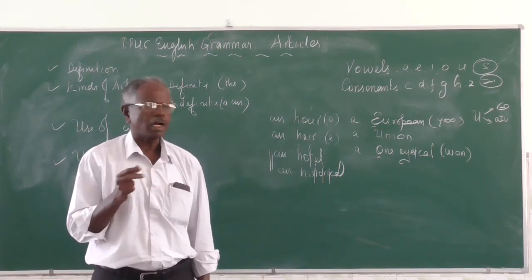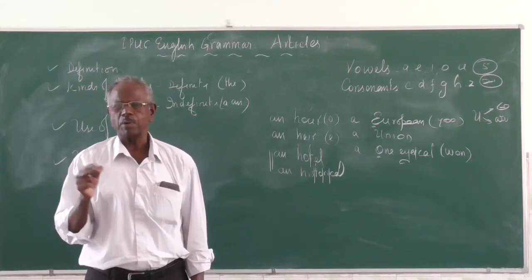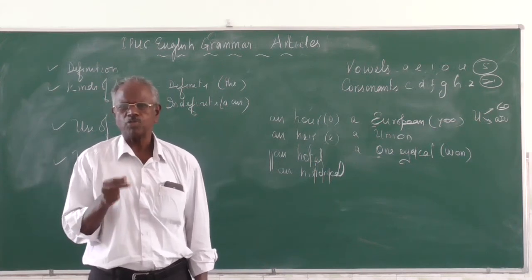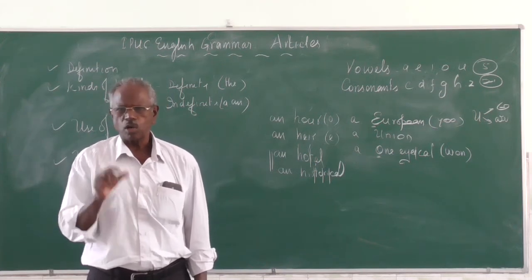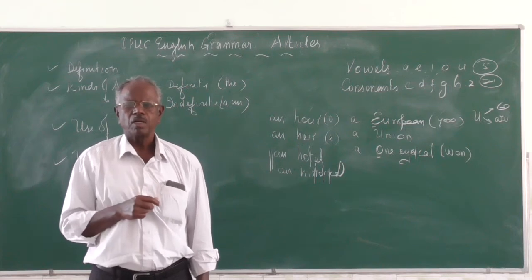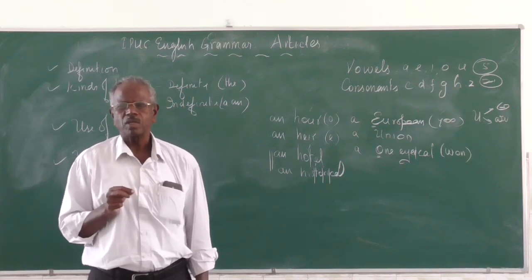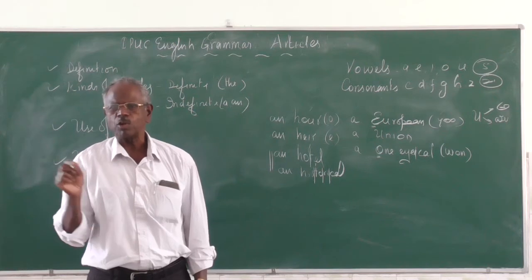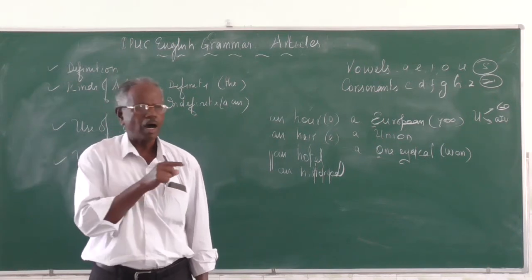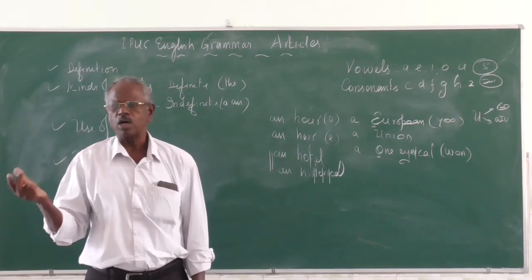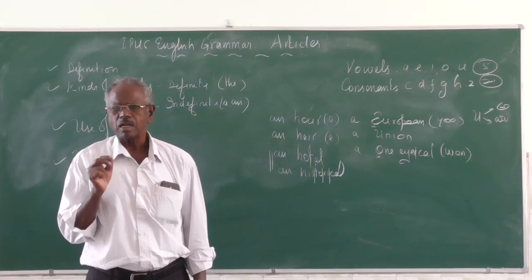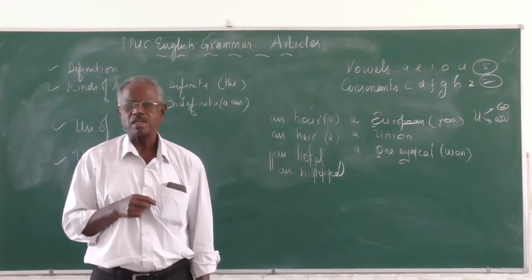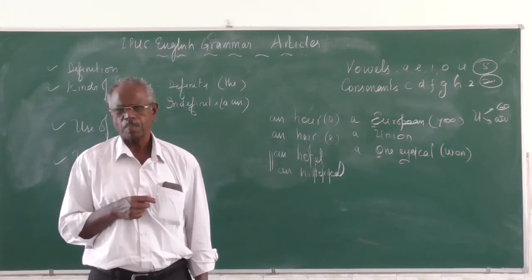Then before comparatives. Adjectives and adverbs have comparative degree: good, better, best; beautiful, more beautiful, most beautiful. So the second one is comparatives. The more you study, the higher marks you get. Only in such sentences we use the. The harder you work, the more you earn. So these are comparatives. And last is before superlatives.